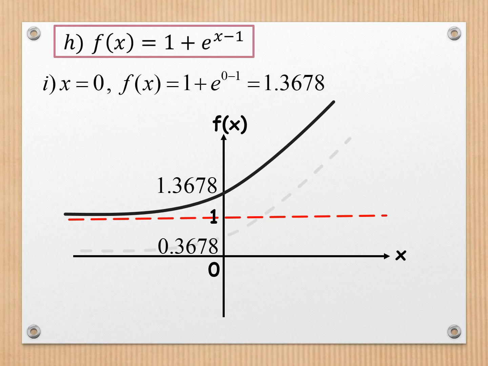We can cancel out the graph. We can erase the dotted graph. From this graph, we notice that the domain is negative infinity to infinity, and the range is 1 to infinity.